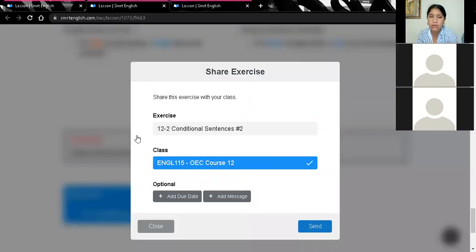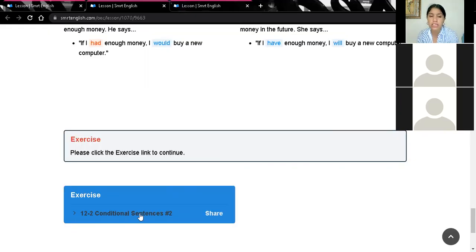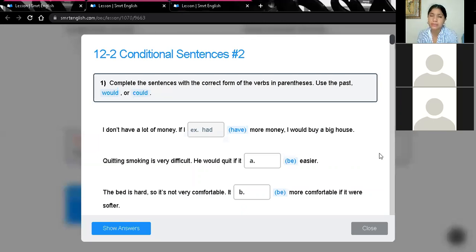It's been shared with you, so please open the exercise. It's 12.2, conditional sentences number 2. 12.2. Let me know when you are there. Exercise. I am there. Guillermo, Alondra, are you there already? Yes, I'm ready.